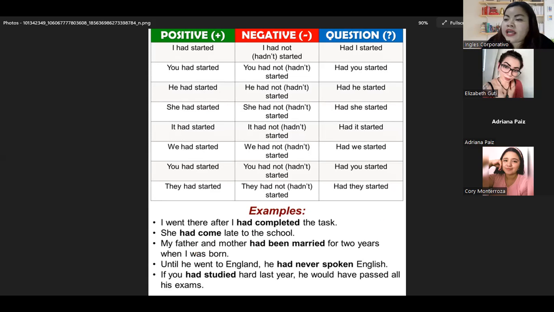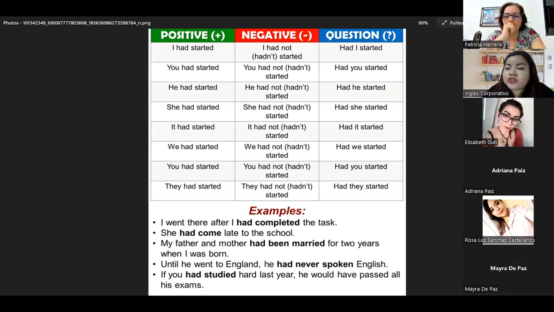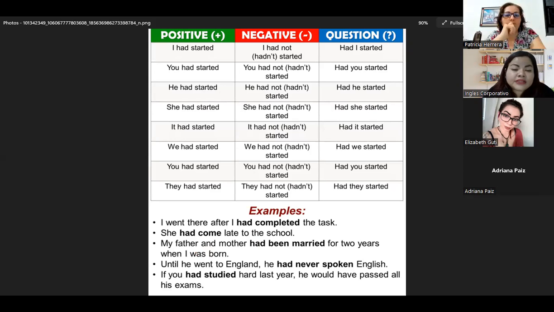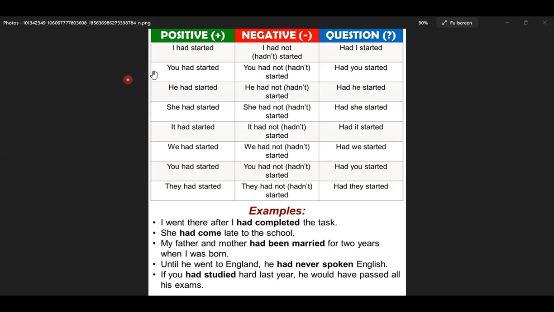Now, last class, we tried to make examples, right? Let's try to make one example for each of the sentences. I'm going to write mine too here in the chat while you write yours, right?